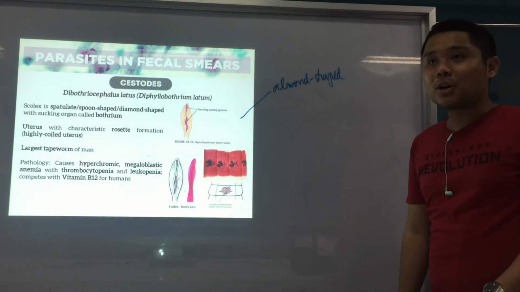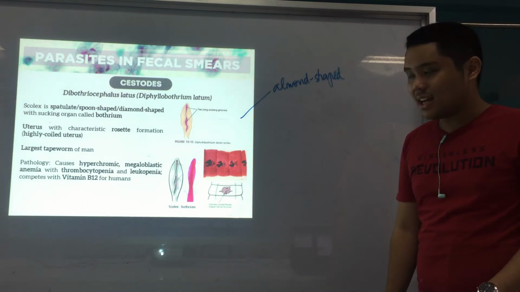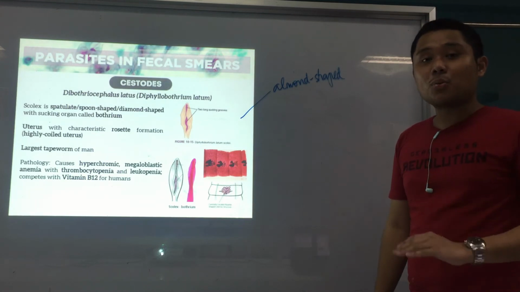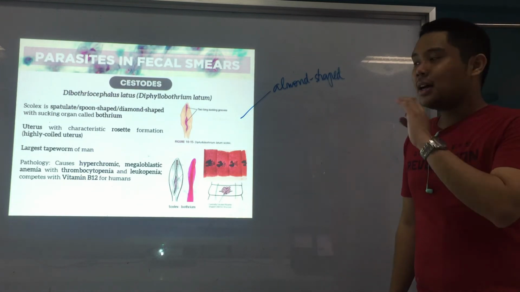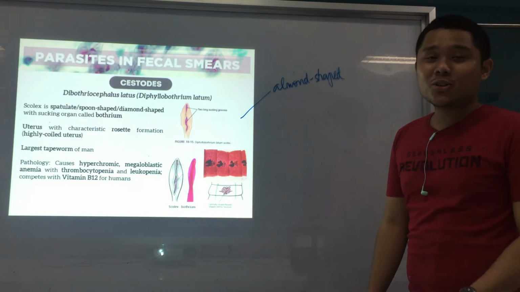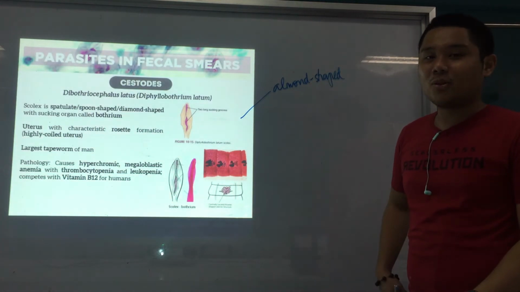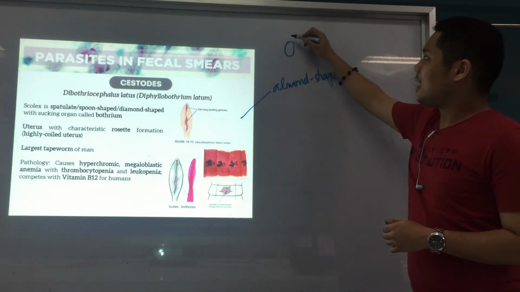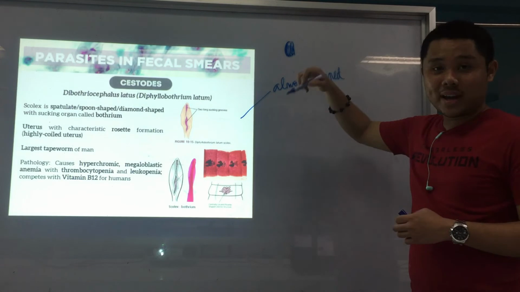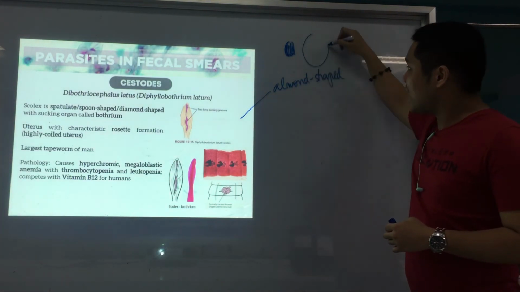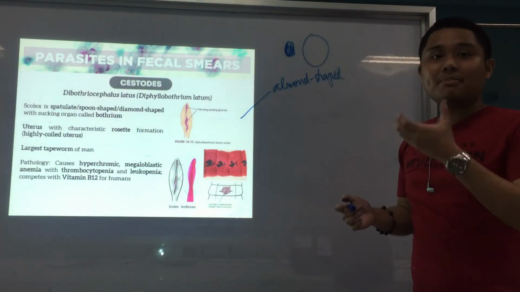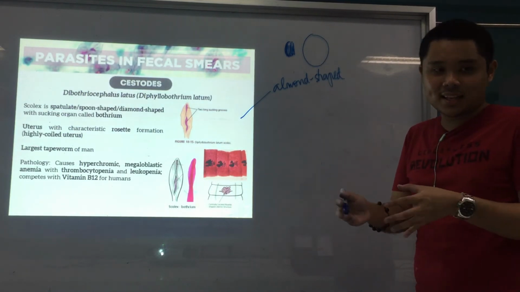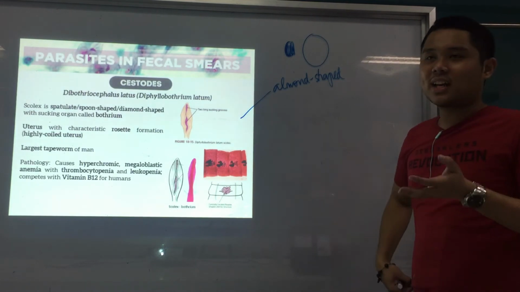it causes hyperchromic megaloblastic anemia with thrombocytopenia and leukopenia. Because it competes with vitamin B12 in humans. Now, there are many questions that can be asked about D. latum. What anemia does it cause? Hyperchromic, meaning your red blood cells are really red, full of hemoglobin. Megaloblastic, meaning big RBCs. But it's anemia because they cannot function well: your RBCs are bigger than the normal size, and they contain a lot of hemoglobin, so they cannot function well.